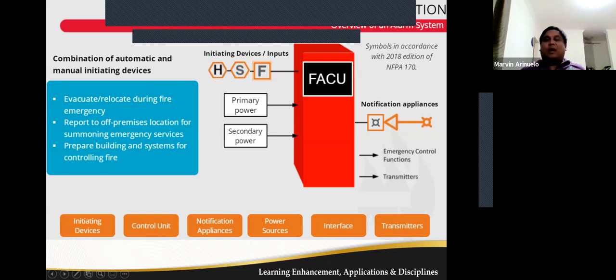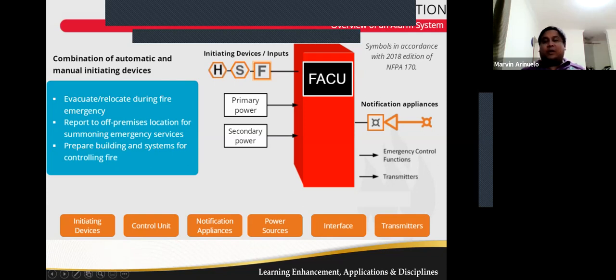One of the most important uses of the control unit is to signal the notification appliance, your horn and strobe, to turn on to notify building occupants in case of fire, and of the need to evacuate or relocate. Now, your notification appliance, such as a visual notification appliance, an audible notification appliance, or a combination of both, uses energy supplied from primary or secondary power, if the primary source of power is not available, to inform the occupants of the need to respond.